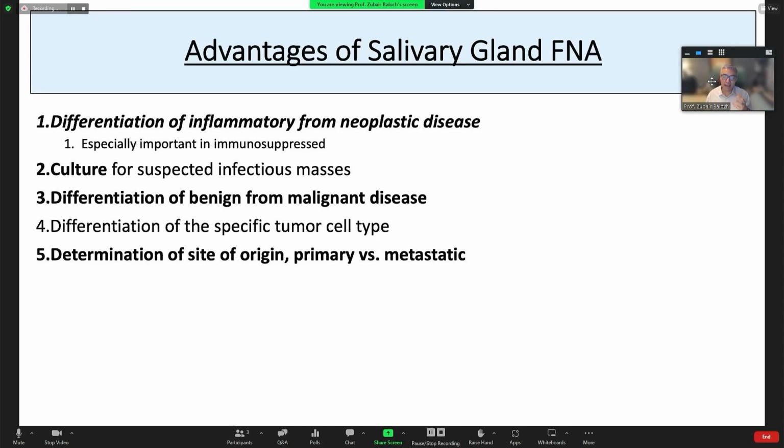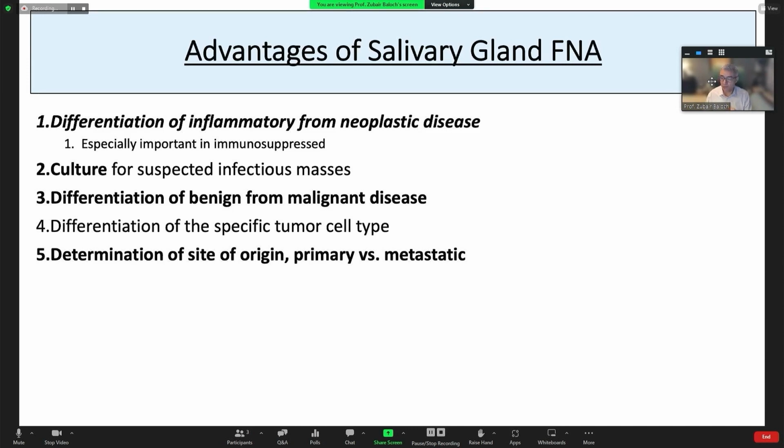So I'm going to take you very quickly through the advantages of salivary gland FNAs, which are done by a very thin needle. All of you know what FNA is. I think it really helps to differentiate inflammatory from neoplastic diseases, and infections, which can also be common. But when it comes to diagnosing very specific tumor cell types, it does poorly, although it diagnoses the most commonly occurring tumors very well.